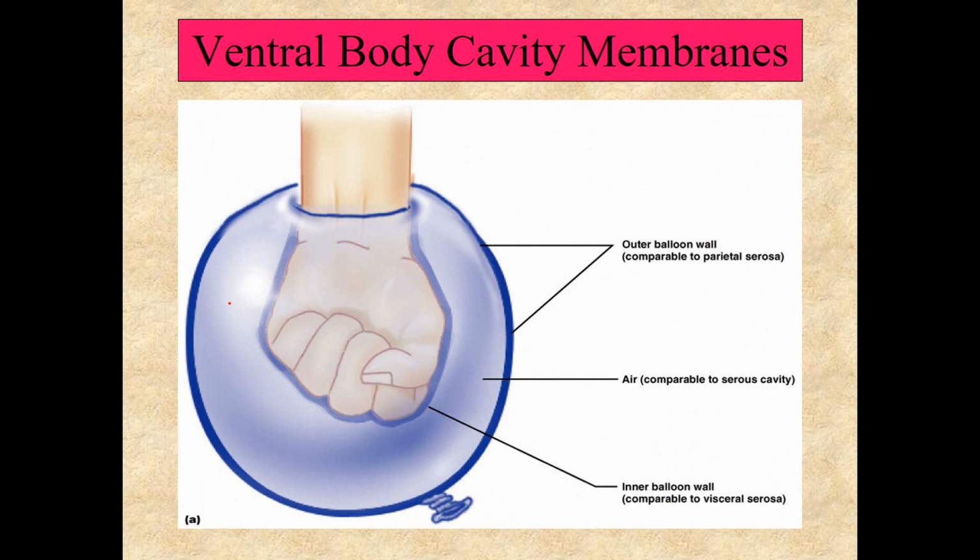So here's the example that one author gives. You stick your hand in the balloon, this outer layer, it is all continuous, but in here, this would be the visceral, here would be the parietal, and in between is this serous fluid.